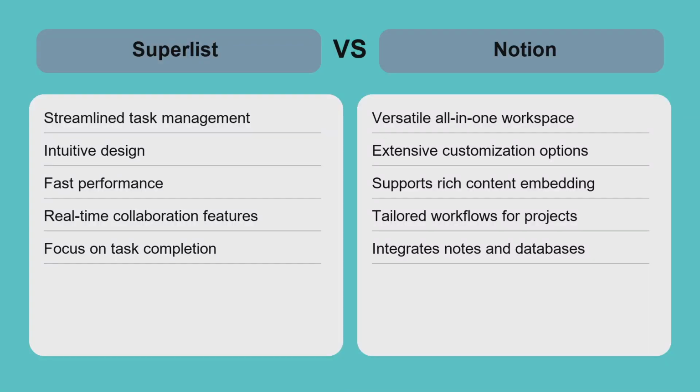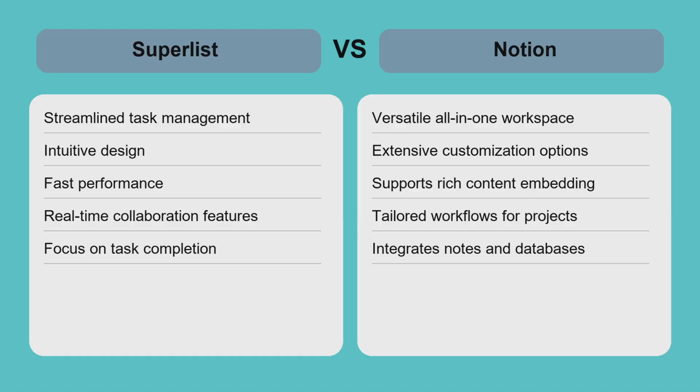Superlist excels in straightforward task and team management, making it perfect for users who want to focus on completing tasks quickly without distractions. Its simple interface and real-time collaboration features support efficient project delivery. Notion, on the other hand, shines in scenarios requiring extensive customization, combining notes, databases, and project tracking into a single workspace. It suits users who need to manage diverse content types and build personalized workflows. The trade-off is between Superlist's speed and simplicity versus Notion's flexibility and complexity.